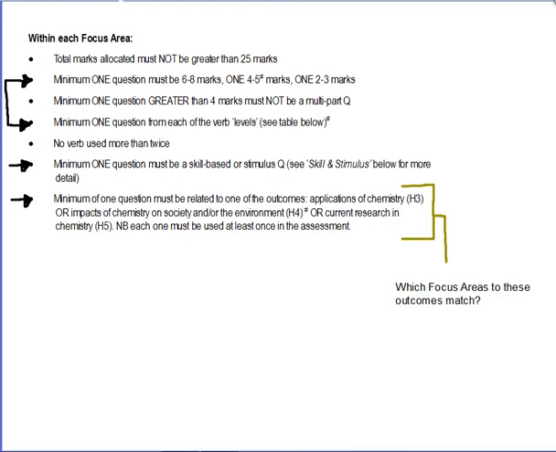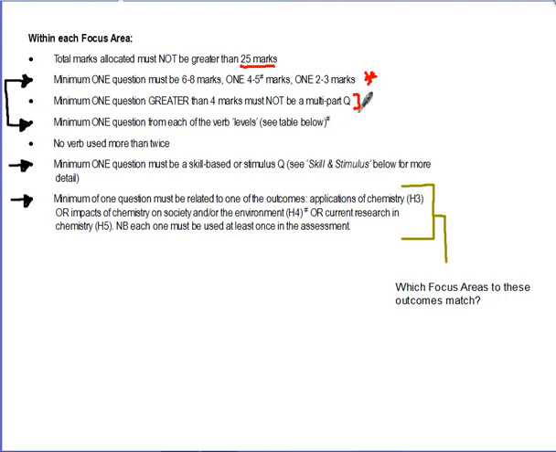This is like the criteria which tells you what sort of questions you've got to write for each focus area. Now, having no more than 25 marks is fairly easy. You just got to make sure you've got the right amount of marks, but it's these ones I've flagged with arrows at the side which are going to make the difference to the assessment. And the first one is the fact that you need at least one big mark question, one medium mark question, and one low mark question.